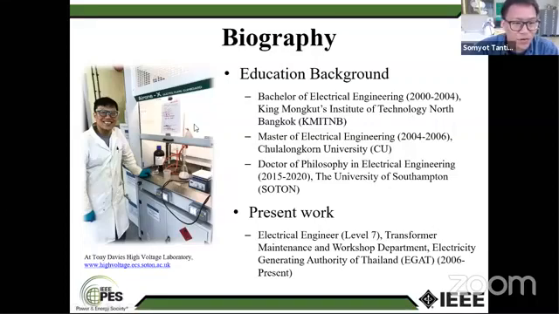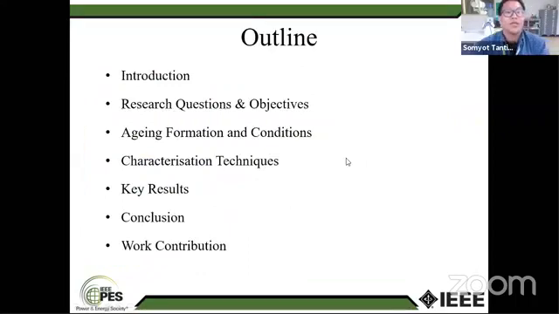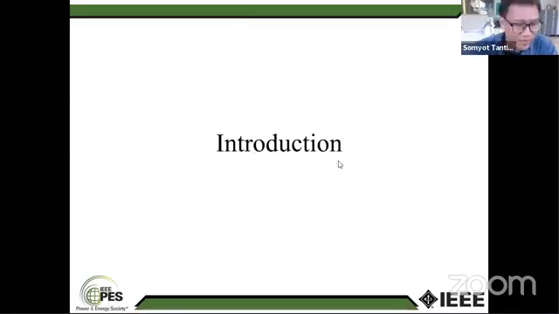This is the picture of my lab. So the outline for today: I will give you some background knowledge associated with my project. And then we will go to the research question and objectives, basic information and conditions, and the characterization techniques that I use to analyze the properties of the materials. And then I will show some key results, conclusion and work contributions. So excited today. This is my first time.